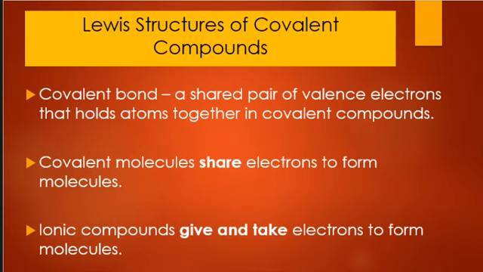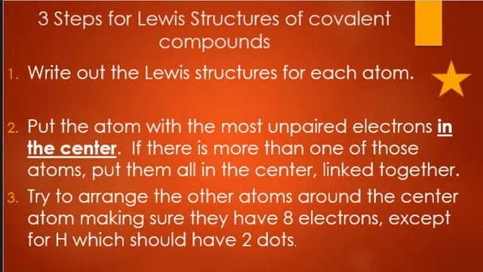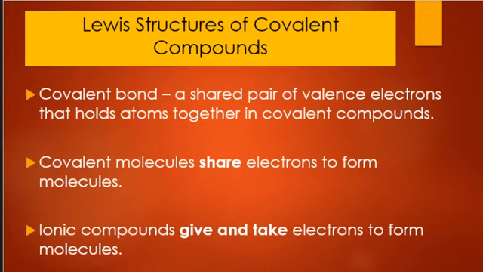Okay, so Lewis structures for covalent compounds. A shared pair of valence electrons that hold atoms together is in a covalent compound. They share them. We've already said this, right? And these give and take. That's just a review right there. So here are the steps. We have a blank to fill in about the covalent bonds. Right here, a shared pair of valence electrons that holds atoms together in covalent compounds. Which one? Covalent molecules share? I think it's the top one. Covalent bond. Okay, so that's what that bond is, that shared pair of electrons. That line is called a covalent bond.